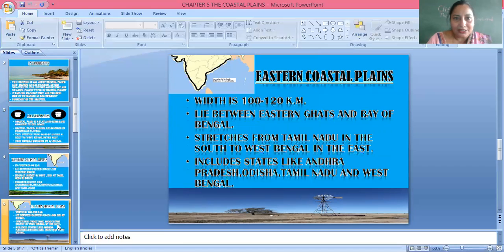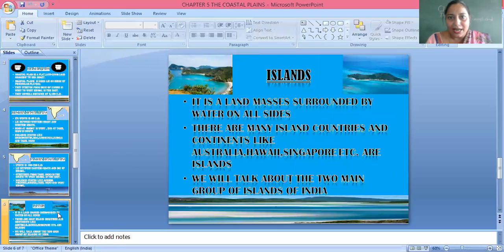Next, eastern coastal plains. The eastern coastal plain's width is 100 to 120 km. It lies between the Eastern Ghats and the Bay of Bengal. It stretches from Tamil Nadu in the south to West Bengal in the east. It includes states like Andhra Pradesh, Odisha, Tamil Nadu and West Bengal, which are the states of the eastern coastal plains. That covers the eastern coastal plains and their width.